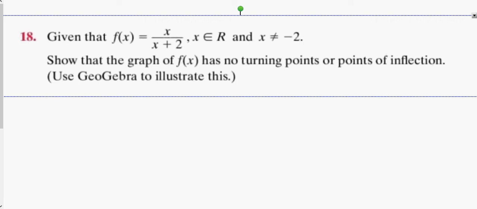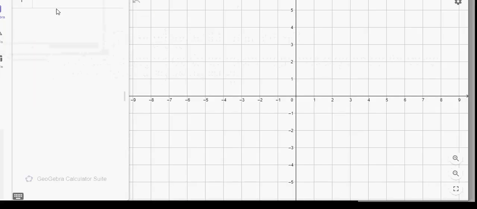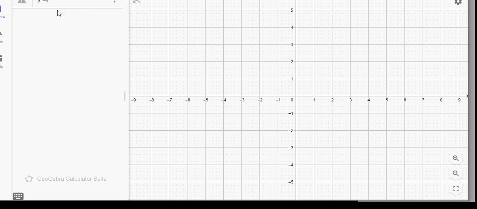Alright. Next one. Show that the graph has no turning points or points of inflection. Use the algebra to illustrate this. Okay. Alright, just give me a sec. Because we're a part of the Casio Master Race. Here we go, we can do this. Now, what's the original function, lads? What does it say in the question? x divided by x plus 2.